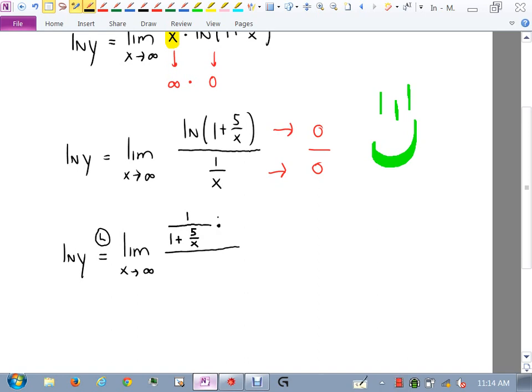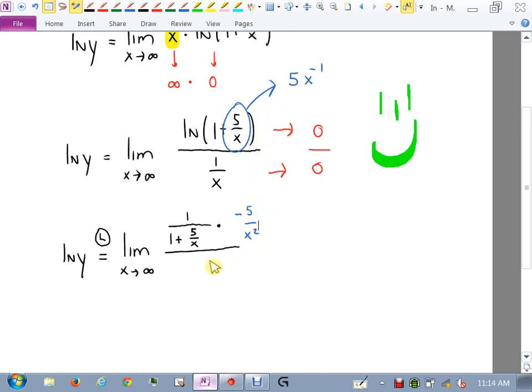But then the chain rule says, now take the derivative of what's inside of here. I have a sum, so derivative of 1 is 0. The derivative of 5 over x, remember, that's the same as 5x to the negative 1. And when you take derivative, you bring down the negative 1, you subtract 1. So it'd be negative 5x to the negative 2, which is the same as negative 5 over x squared. So that's this part, derivative. Now we're done on top.